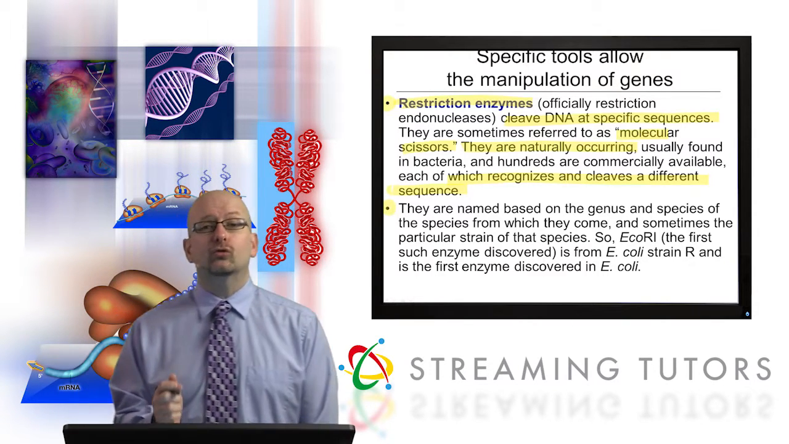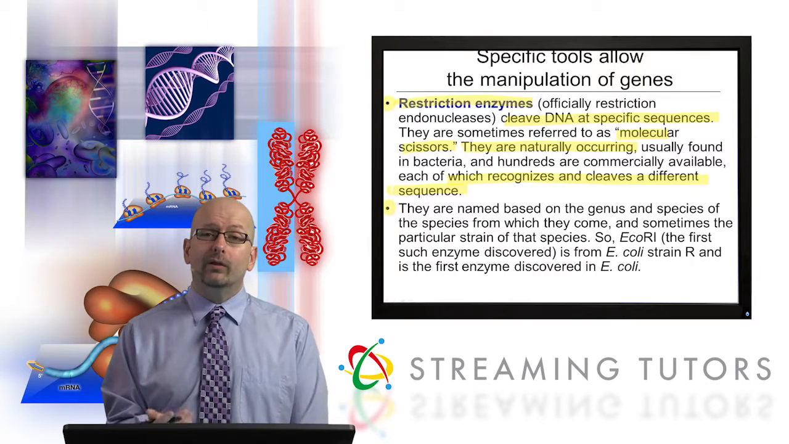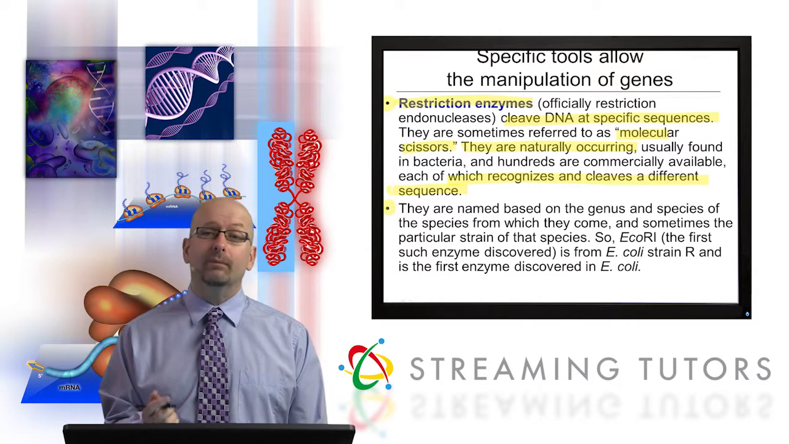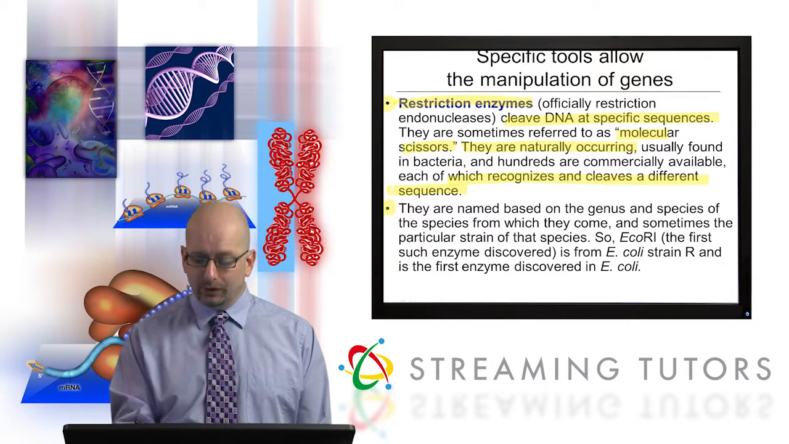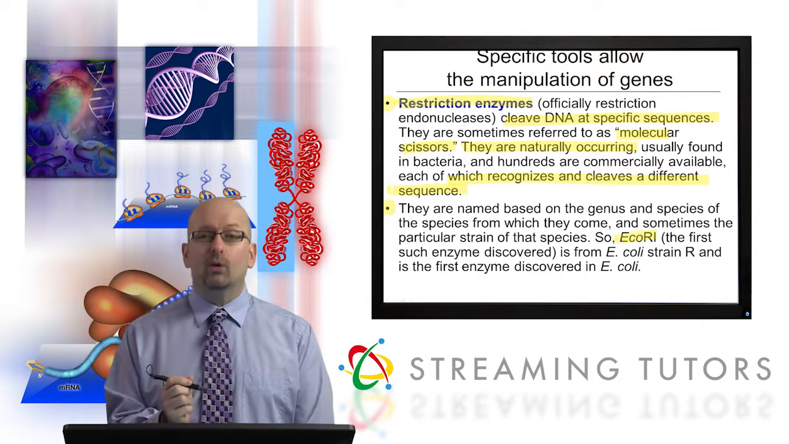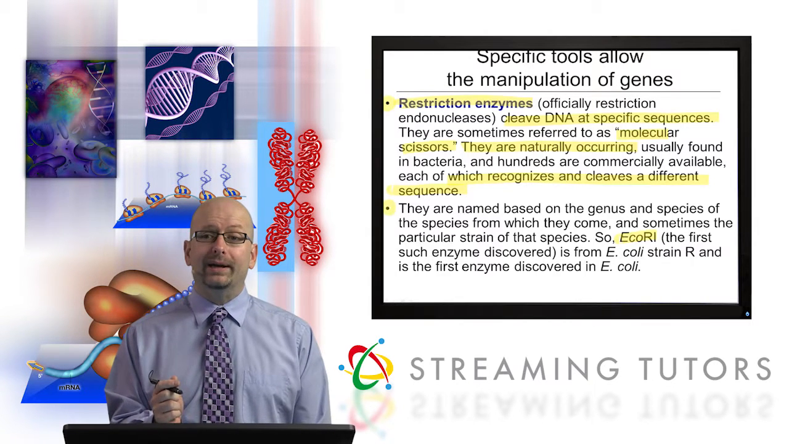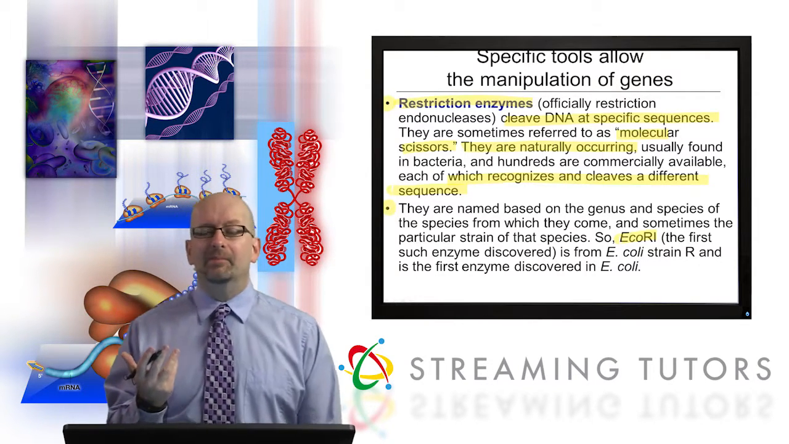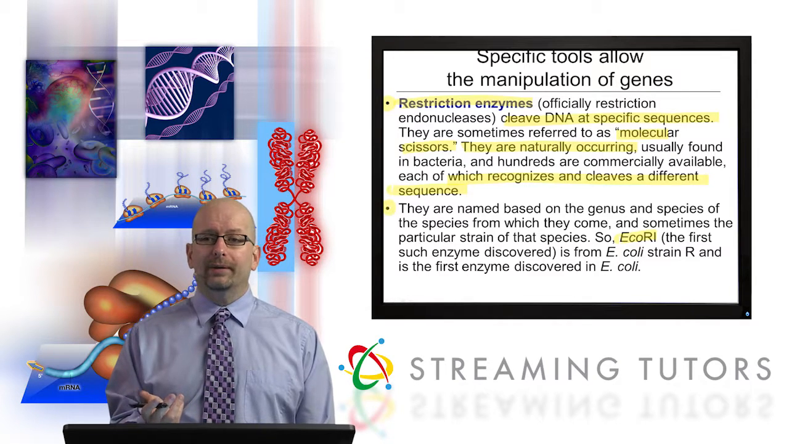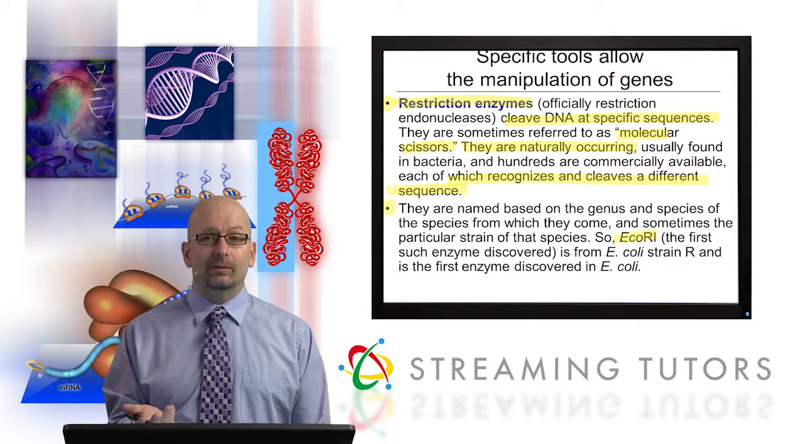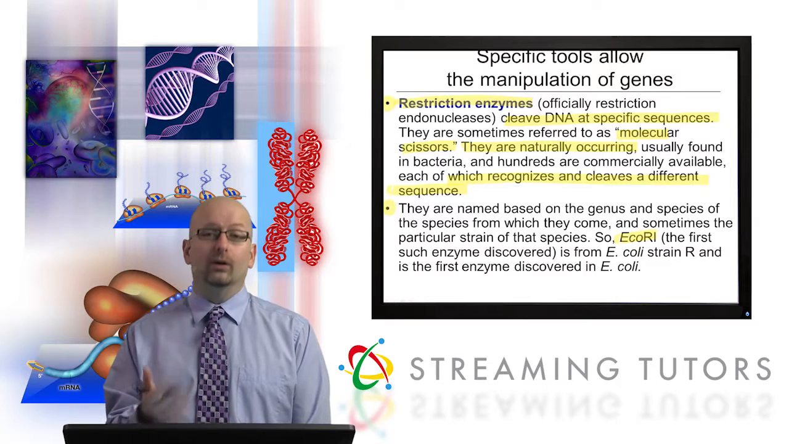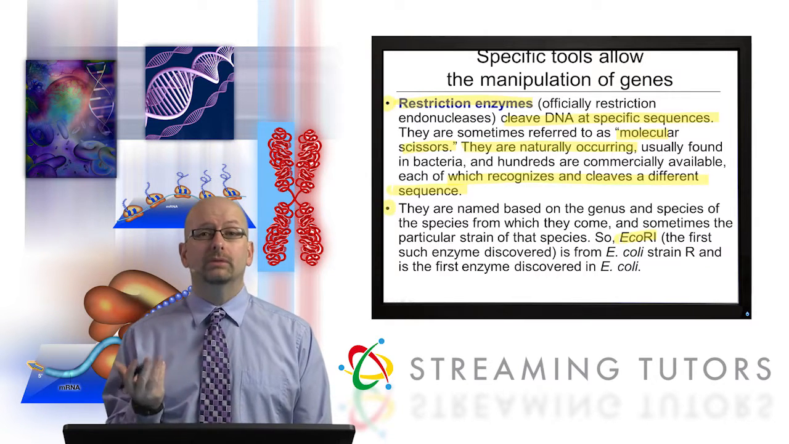And sometimes a strain of that species. So one of the first restriction enzymes discovered, and a very popular one for use, is called EcoR1. What that means is the Eco stands for E. coli, the organism that we got it from. In this case, there are so many strains of E. coli that we have lying around. In this case, it was strain R, and it was the first enzyme discovered in E. coli of this nature, so they call it EcoR number 1.